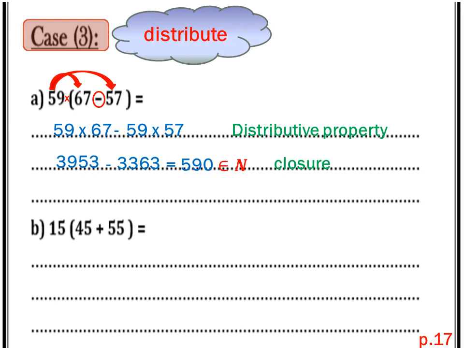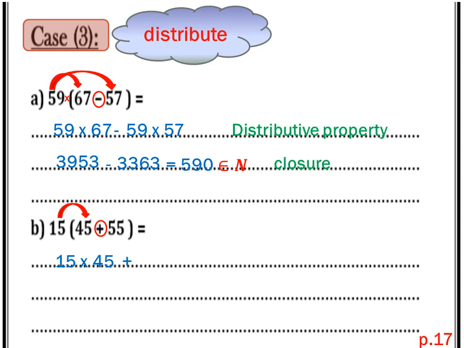Here we are going to distribute the number and the sign over the bracket. So let's see in letter B here. We have 15, open bracket, 45 plus 55. As we said before, here we have a hidden multiplying. So let's distribute 15 times 45 here. Then put the sign, which is plus.